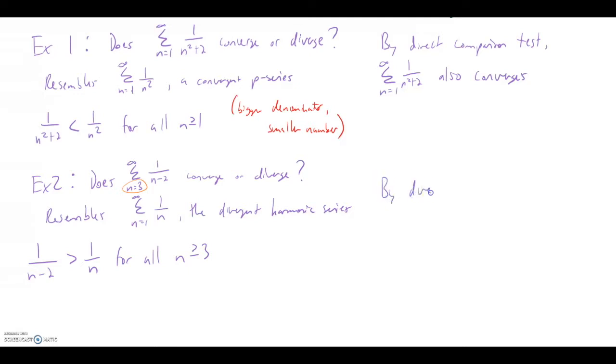By the direct comparison test, the infinite series from 3 to infinity for 1 over n minus 2 also diverges. Since that series is greater than a series that we know to be divergent, that has an infinite sum, this series must also diverge.